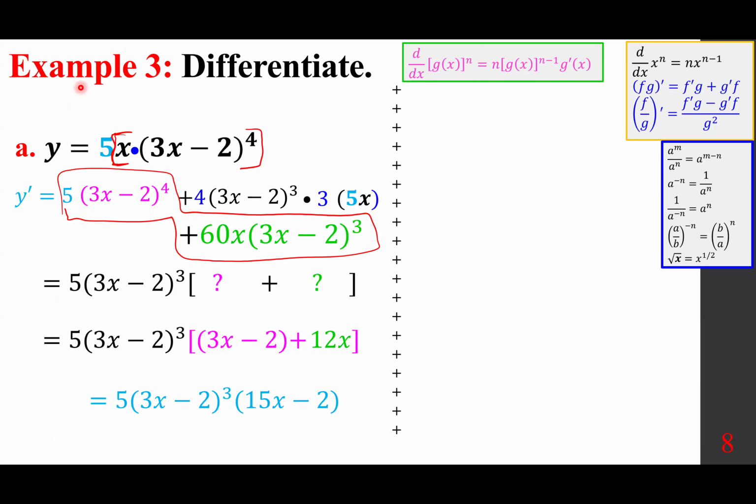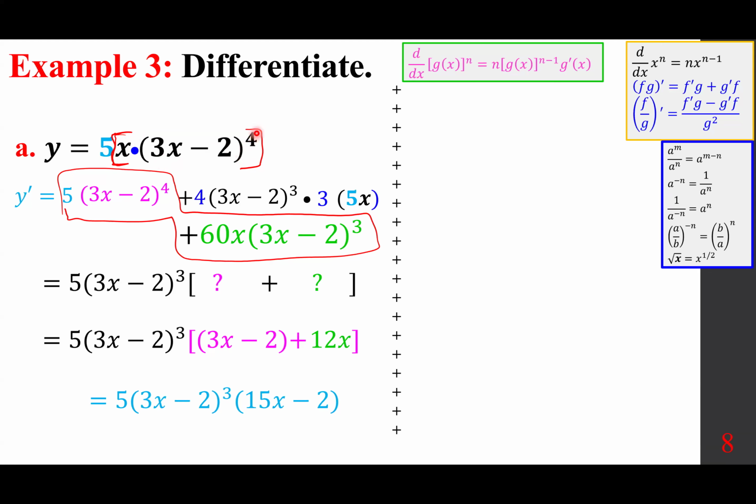You keep the 5 outside the bracket. See, it creates that 5. And you work with the rest of it. It's x times the parenthesis quantity to the power of 4. So you put the 5. This one is 1 times 3x minus 2 to the power of 4.